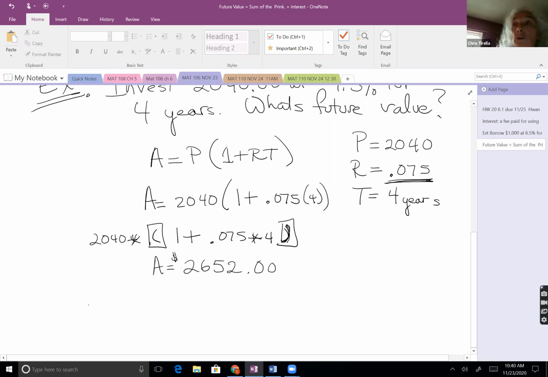Type in 2040, then type times, then type the parentheses button, then type 1 plus, then the decimal point 0.075 times 4, then close your parentheses, and you might have to hit equals. Oh, got it. Got it?